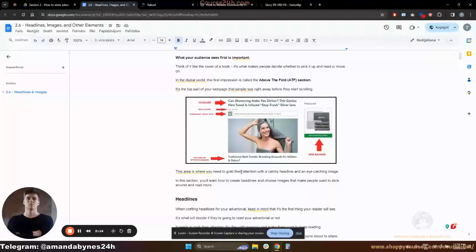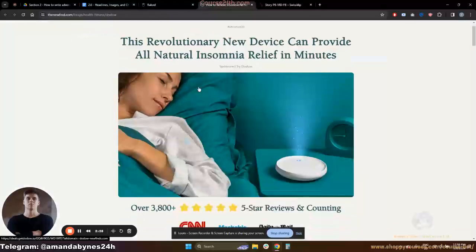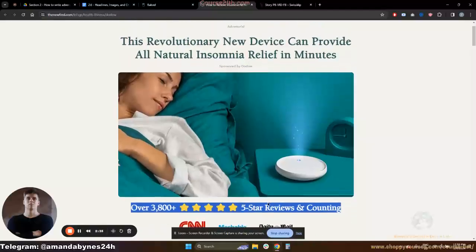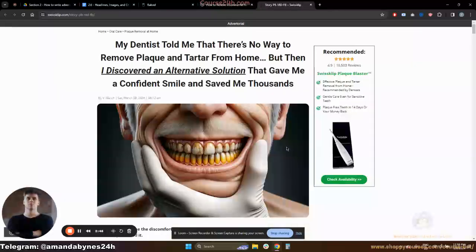And this is the area where you need to grab their attention with a catchy headline and a catchy image. In this section, you'll learn how to create headlines and choose images that make your people want to stick around and read more. Like here, it also reveals the product device. Here it reveals that it's sponsored, and it instantly puts social proof here because it reveals the product, and straight away they're revealing how many 5-star reviews, where it's been seen, and the story-based editorial here.